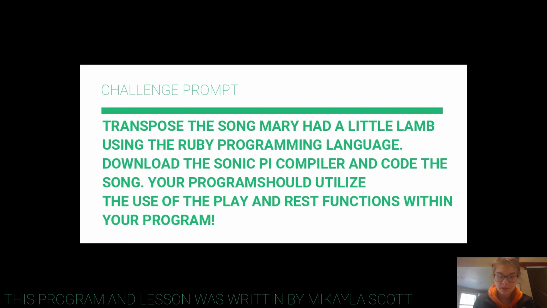Alright, so let's take a look at our challenge for today. Our challenge prompt is asking us to transpose the song Mary Had a Little Lamb using the Ruby programming language. To do that, we're going to have to download the Sonic Pi compiler, and we're also going to have to utilize the play and rest functions in our program. Again, if you haven't watched the introductory video, you might want to do that just to get a feel for how Raspberry Pi works. But other than that, let's get started.